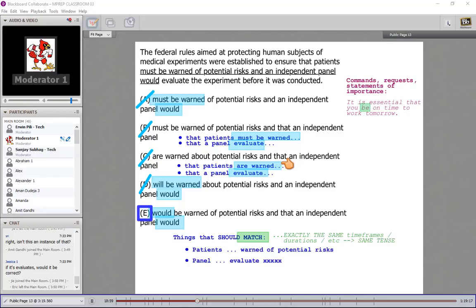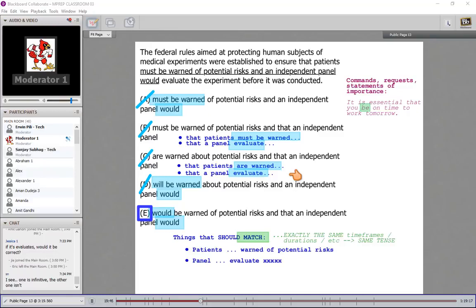This is the present tense, and this isn't. If you wrote the top one in that tense, it would say that patients be warned. And if you wrote the bottom one in the top tense, it would say evaluates with an S on the end. So you cannot interpret either of these as the tense of the other one. So hopefully that makes sense. Give me a smiley face if that makes sense. Okay. I don't know the terminology, so maybe I actually don't know what an infinitive is.